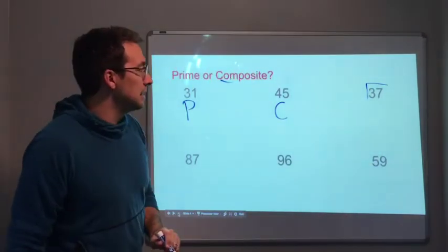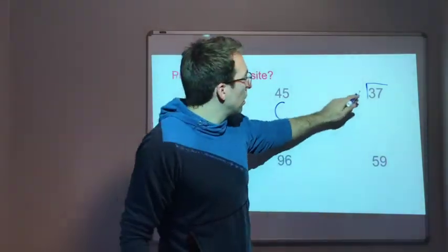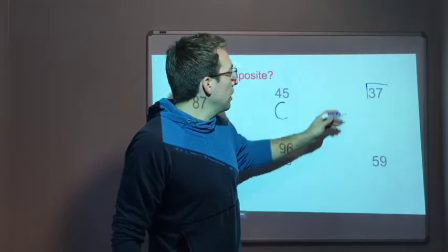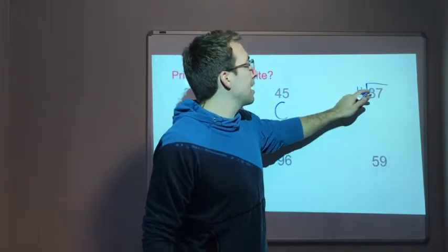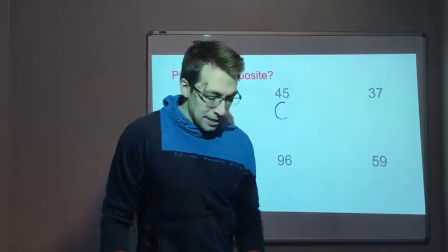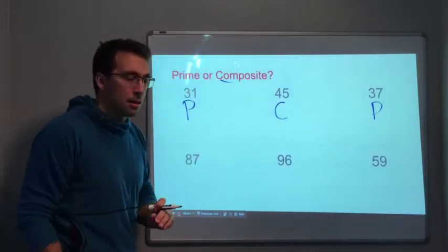37. It's not divisible by 2, it's not an even number. Divided by 3? No. What about 4? No, 4 times 9 is 36. No. This is a prime number. 37 is not a composite number.